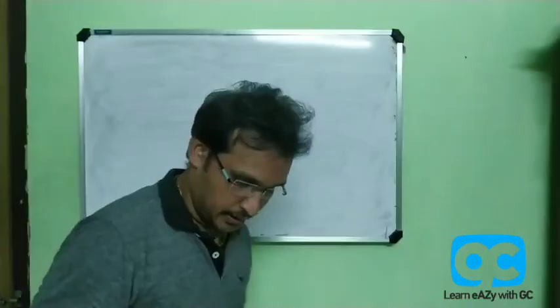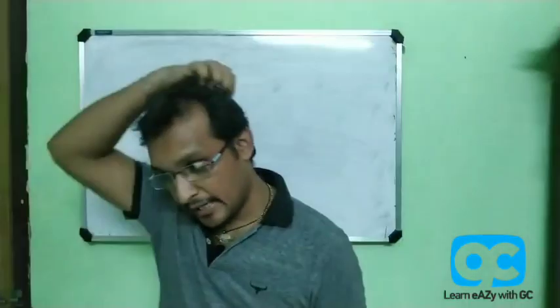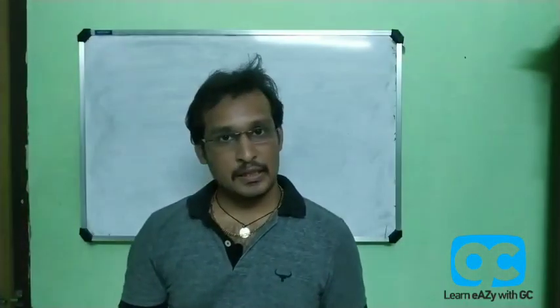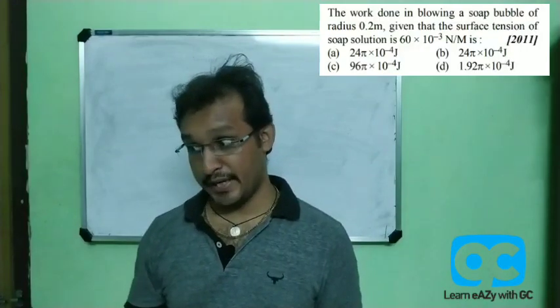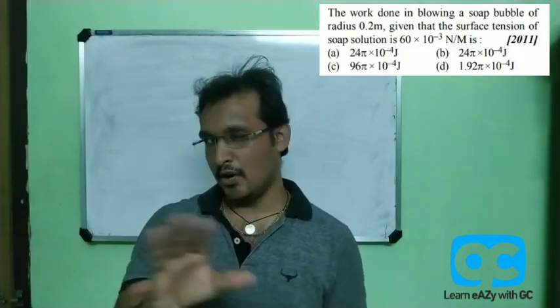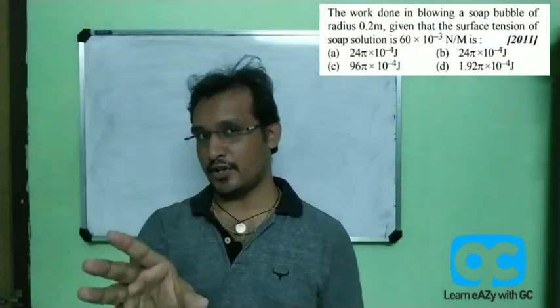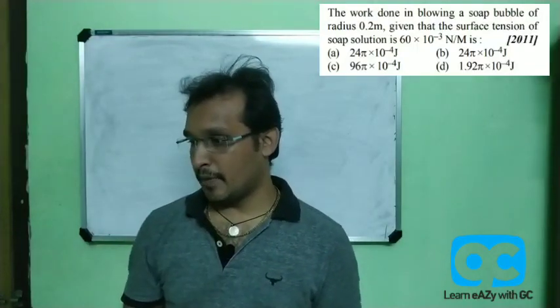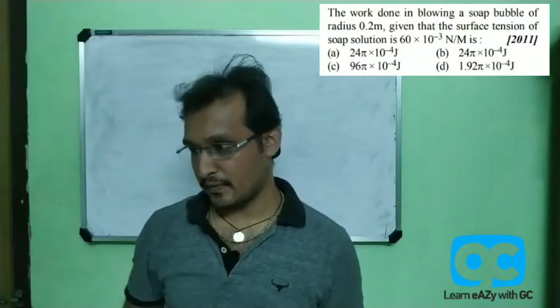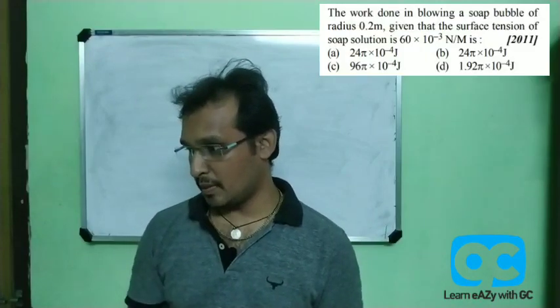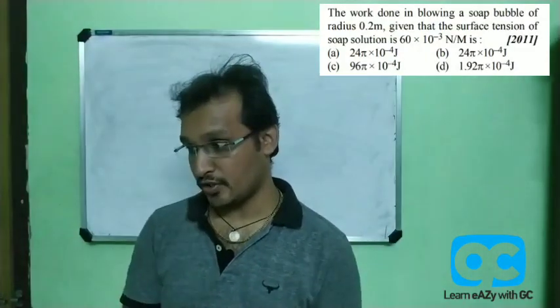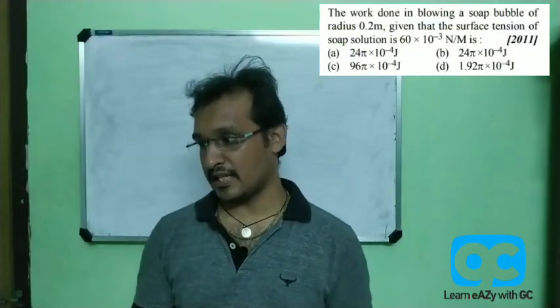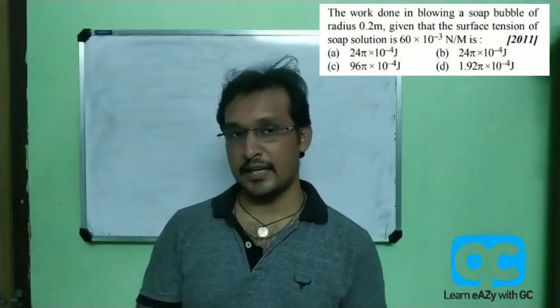So here is the next question, and this question is from fluids. Okay, surface tension related question. The work done in blowing a soap bubble. Always differentiate between bubble and drop. A bubble has two surfaces, a drop has one surface. The radius of the bubble is given as 0.2 meter, and surface tension is given as 60 × 10⁻³ Newton per meter. We have to find the work done in blowing that soap bubble.